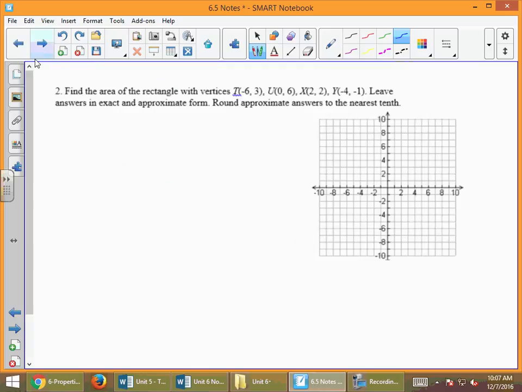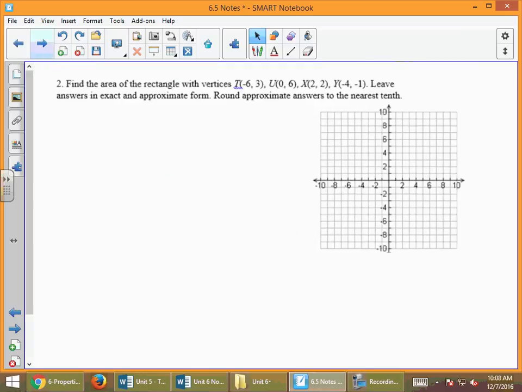Alright. We take a look at number 2. You need to find the area of a rectangle. It's 74. What? Oh, I did it wrong. Yes.